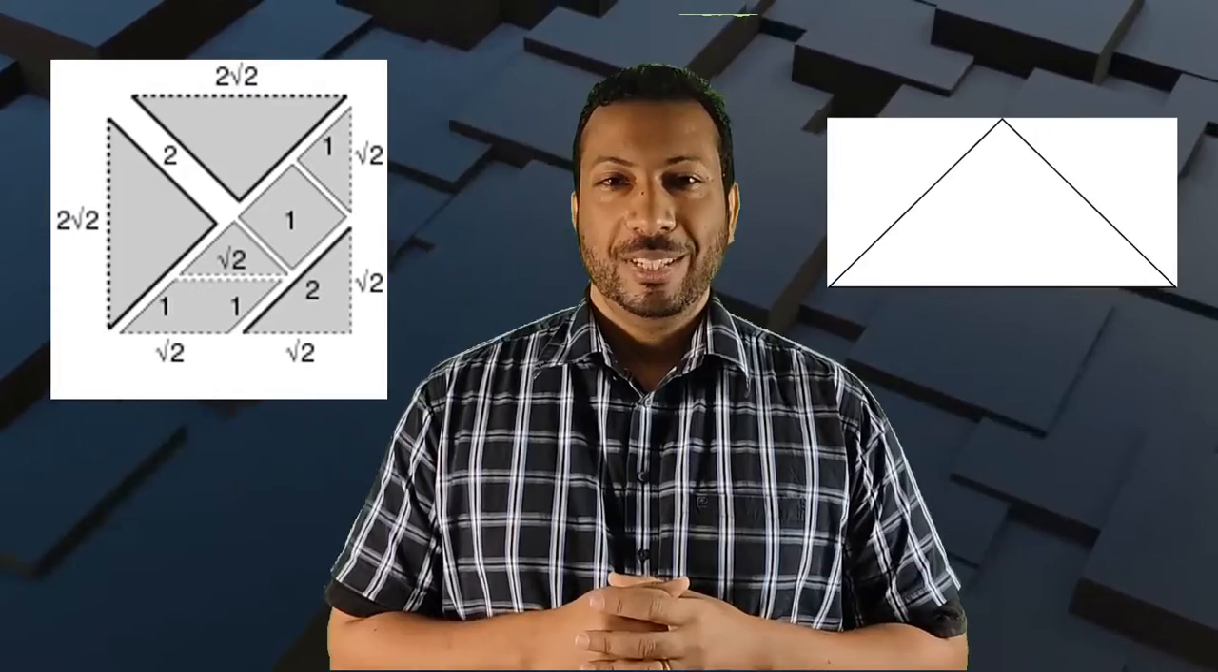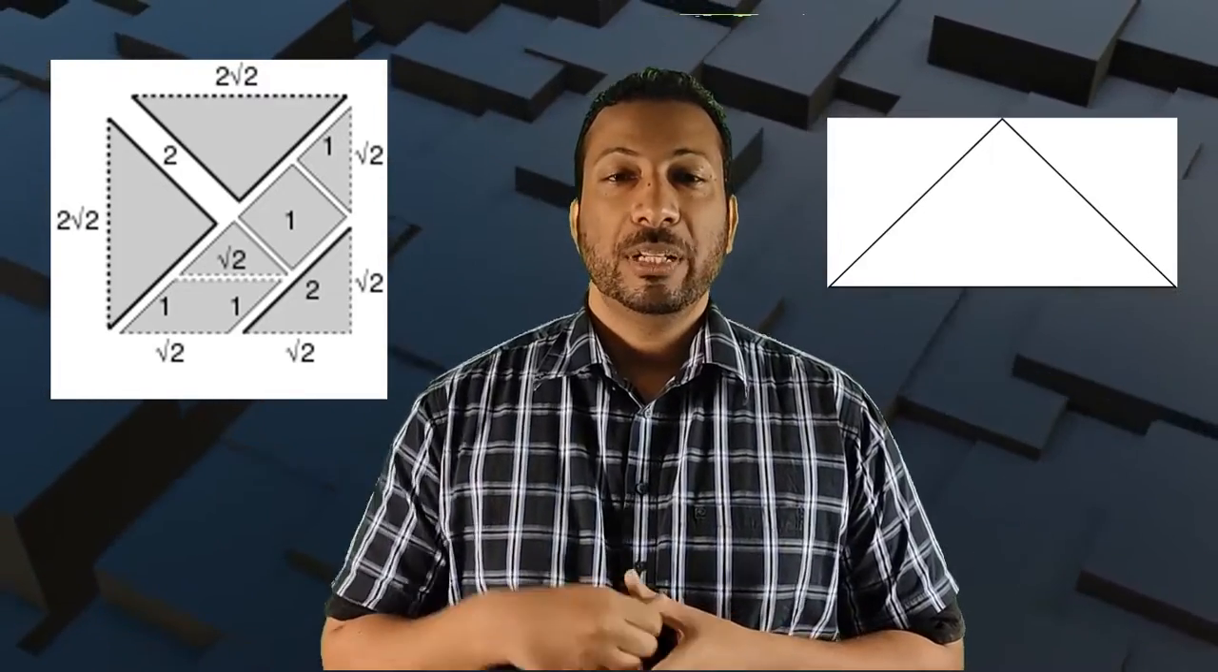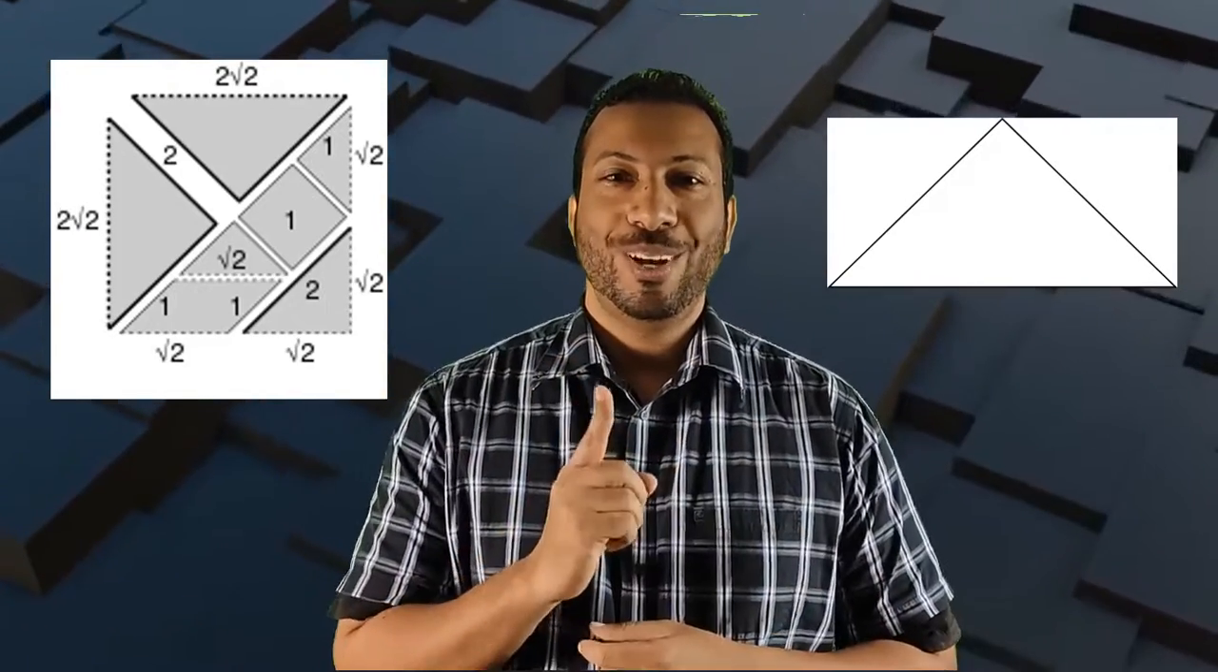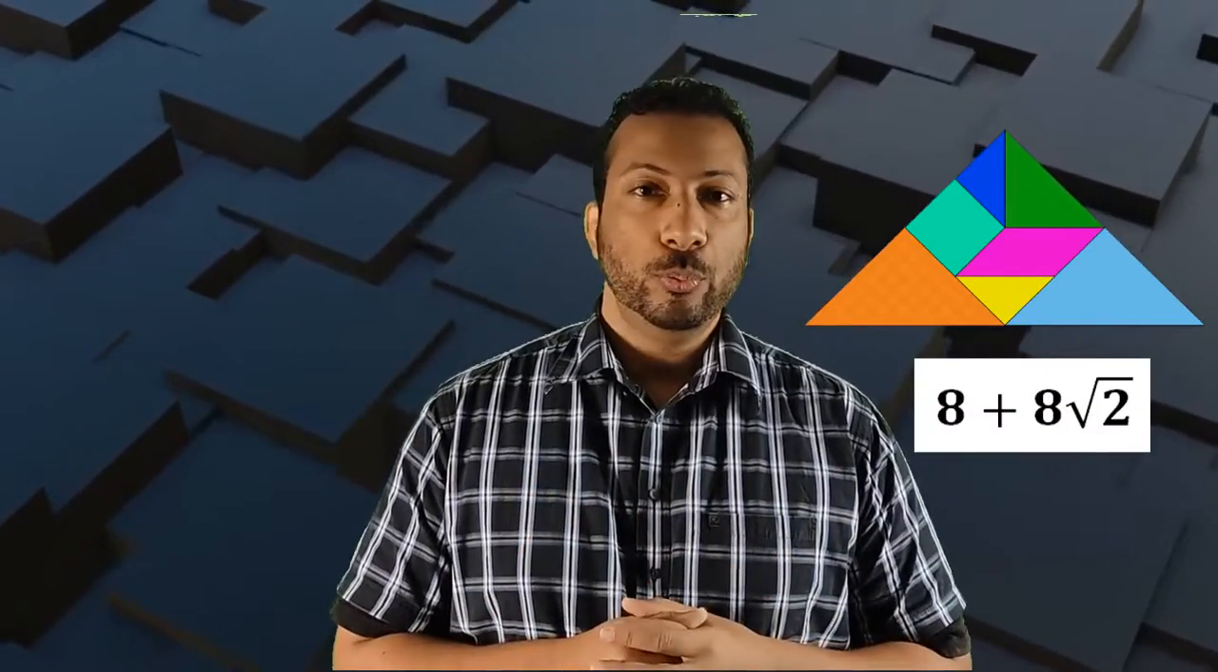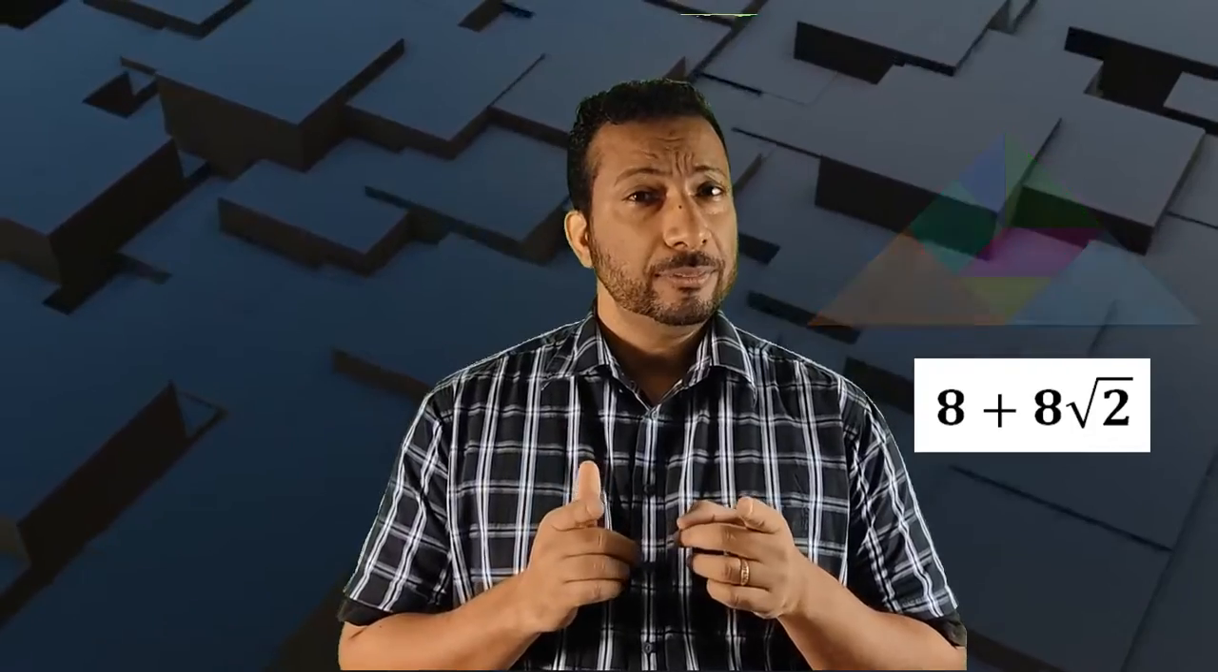Pause the video here to give it a try. Here comes the solution in 3, 2, 1. This is only one possible solution. There may be another. The perimeter works out to be 8 plus 8 root 2. Did you get that correct?